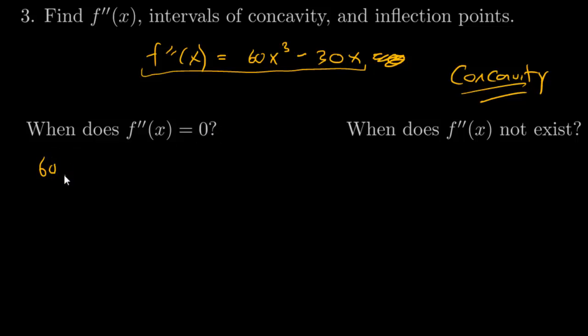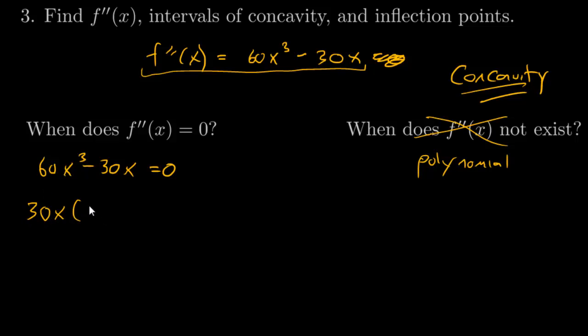Okay, so we have 60x cubed minus 30x equals 0. And over here, when does the second derivative not exist? Well, again, it's a polynomial, and polynomials always exist, so we're not going to have a problem here. Here, I can factor out, it looks like a 30x, leaving me 2x squared minus 1. Alright, so I'm going to set each of these equal to 0. Once it's factored, set each factor equal to 0 and solve.